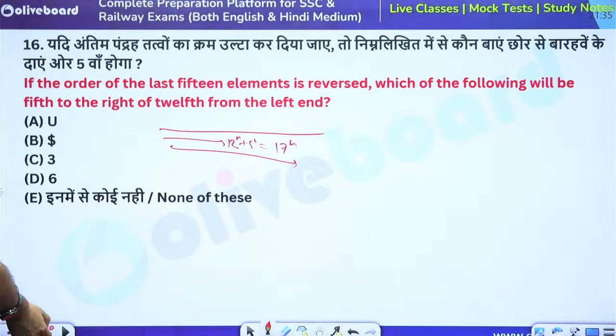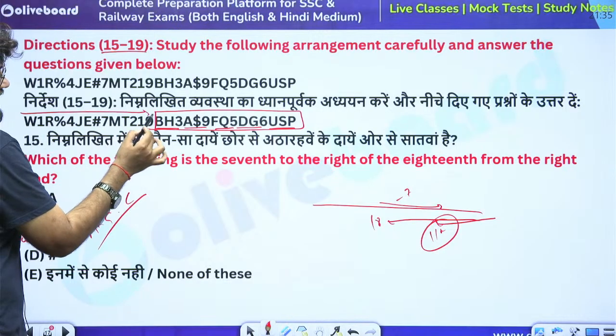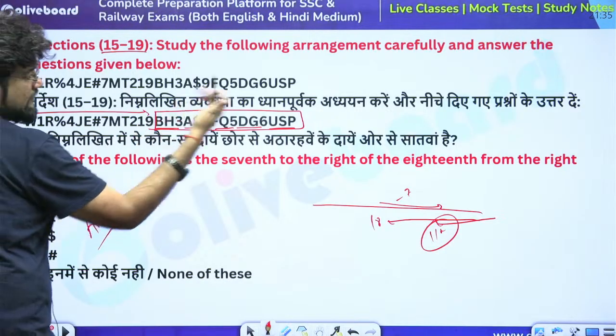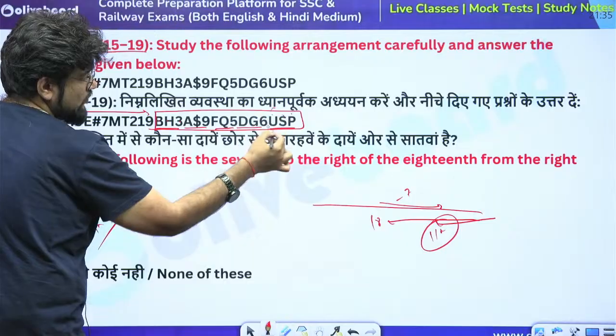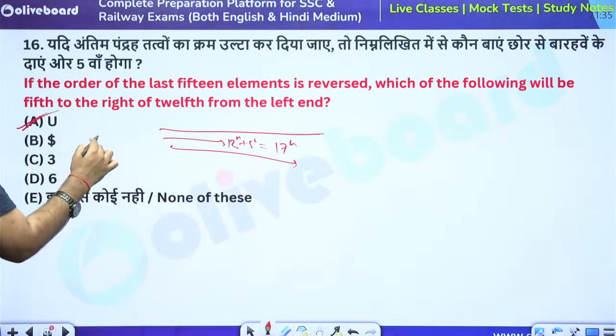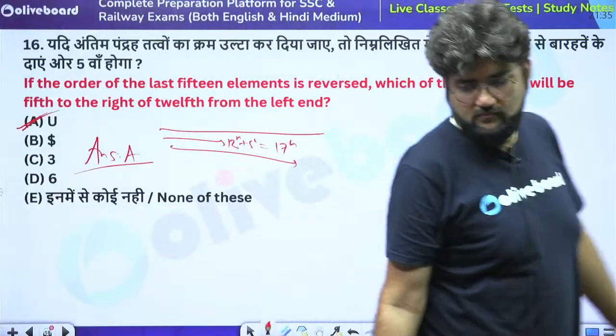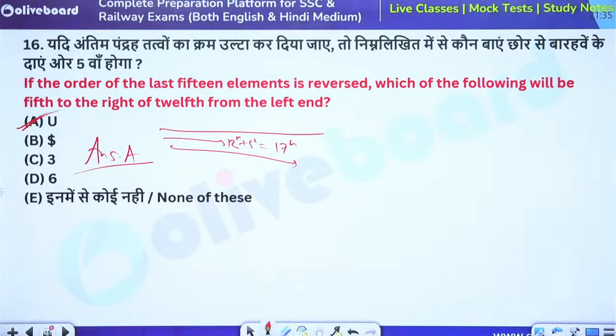Okay. So, we need the 17th element now. So, we have 14 already here. 14, 15, 16, 17. But if it will be reversed, it will start from here. So, 1, 2, 3. This is what we are looking for. So, the answer is U. Answer is option A, U. Okay. Siddharth, it is for NTPC, RRB NTPC.